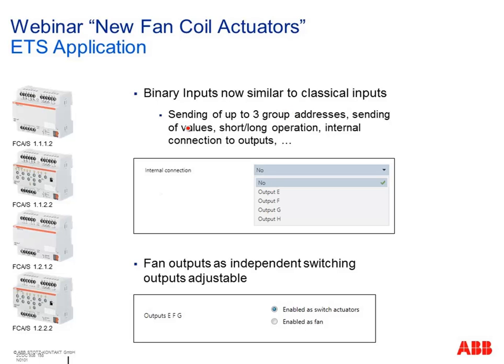Sending of values is now possible. We can distinguish between short and long operation. And now also possible to have internal connections between an input and outputs you have in the same device. Which are these outputs? Normally output H only, which is a complete extra output, you know. But also outputs E, F and G, normally for fan speed control, can be assigned to an input via direct connection, if you use these outputs not for fan speed control. Is also possible.